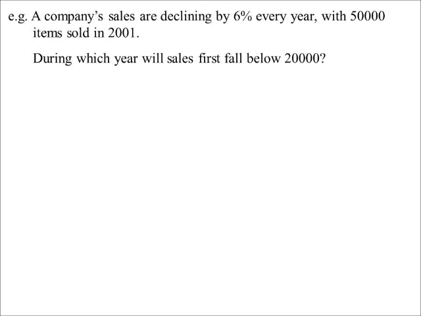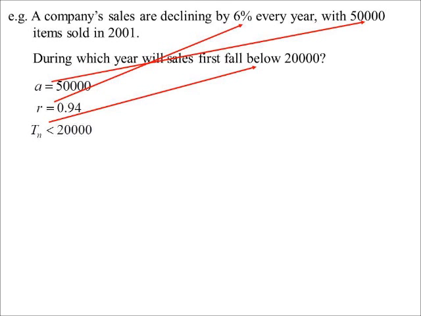So we've got a GP this time. A, 50,000. Ratio, but we've got to be careful here, is declining by 6%. So the ratio is not 6%. The ratio is actually 94%, so 0.94. We want to know when our general term is below 20,000. Okay, a r to the n minus 1, subbing in. So really, it's just the same sorts of questions that we were seeing before. We're trying to put a practical spin on it.